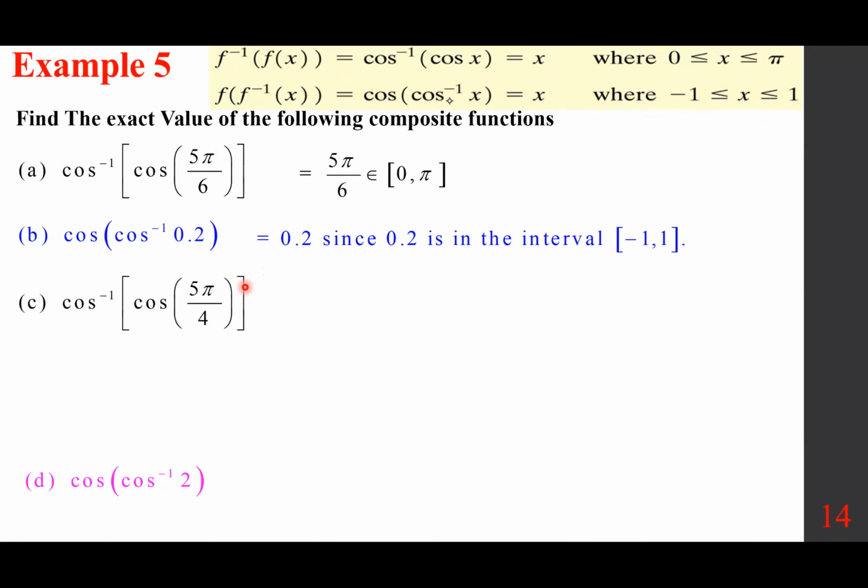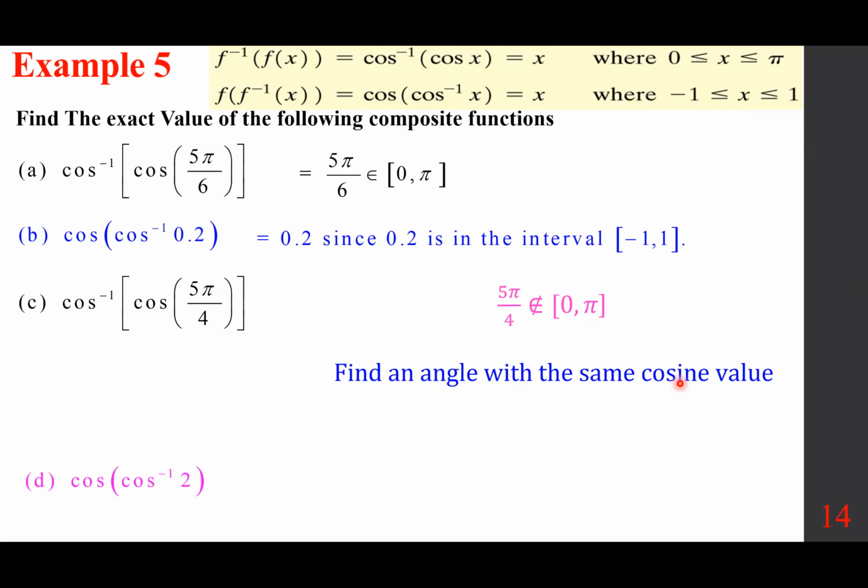When we look at this one, the top one says x must be between 0 and pi. As you can see, 5 pi over 4 is larger than that, and therefore we can't say it's equal to 5 pi over 4. 5 pi over 4 doesn't belong to this. 5 pi over 4 is larger than this. So what we need is to find an angle with the same cosine value. All right. Now, 5 pi over 4, it's in the third quadrant.